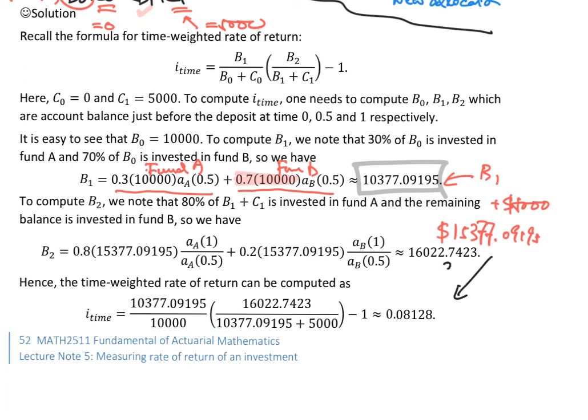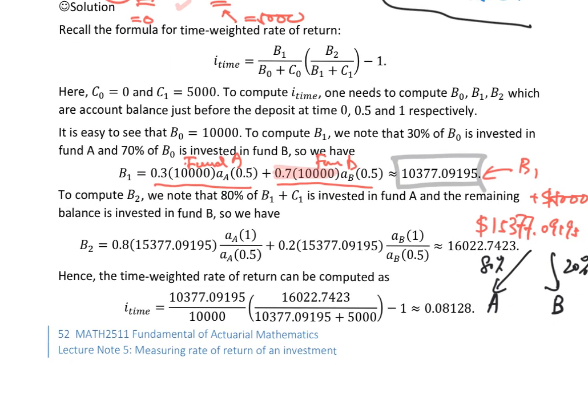So you have 80% going to fund A and 20% going to fund B. Based on this, you can calculate what happens at time 1, which is B2, the account balance in fund A and fund B. For fund A, you invest 80% of the total wealth.